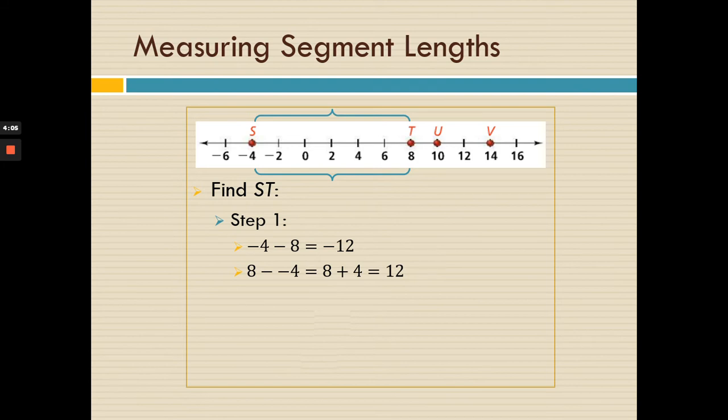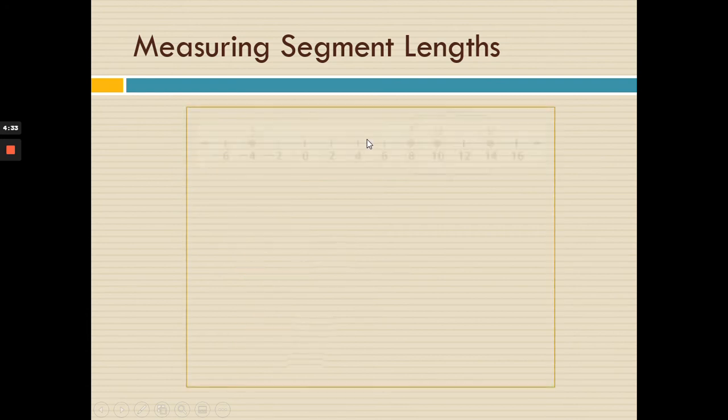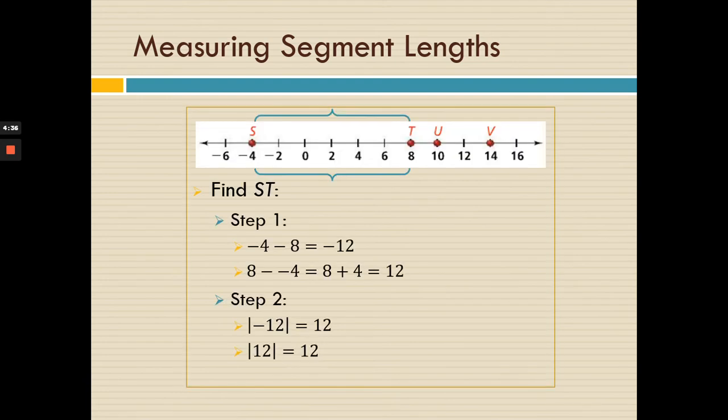Step 2, this is very important, make sure you're not getting a negative answer, okay? Step 2 says take the absolute value, so if you end up with a negative number up here, your final answer becomes a positive number. That's because distance is always a positive number. When you take the absolute value, we get the same answer on both of them. So the distance between S and T is 12. That means the length of segment ST equals 12.